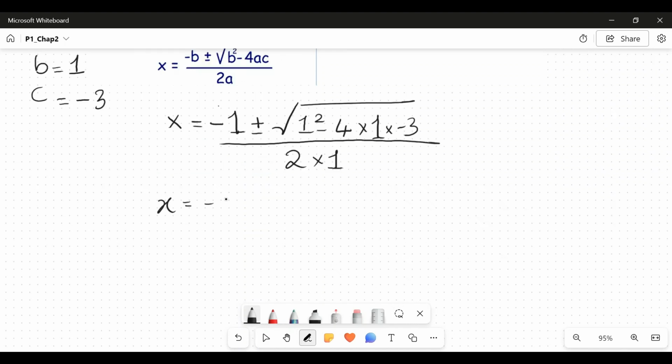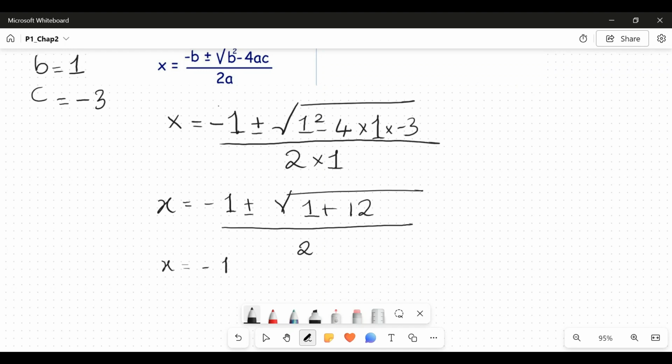So x equals minus 1 plus or minus square root of 1 squared is just 1. Minus 4 times 1 times negative 3 is plus 12. So 1 plus 12, divided by 2 times 1, which is just 2. So x equals minus 1 plus or minus square root of 13 divided by 2.